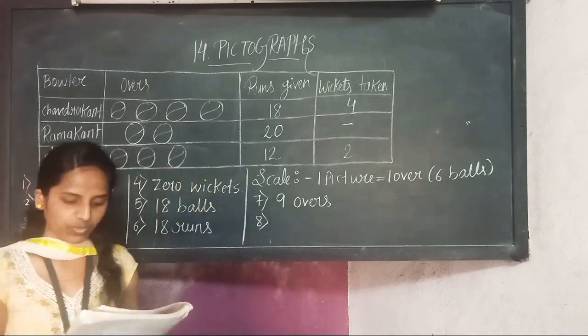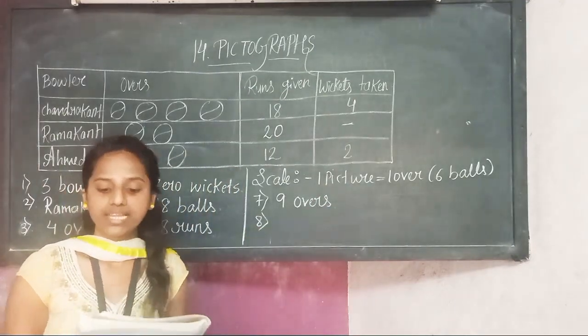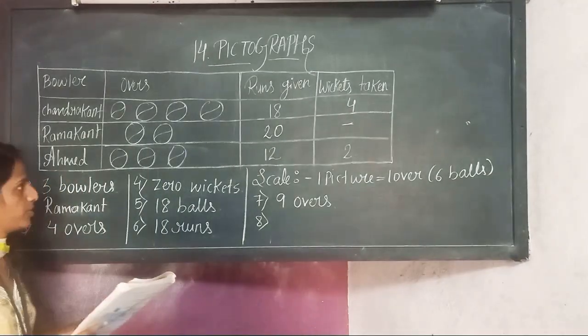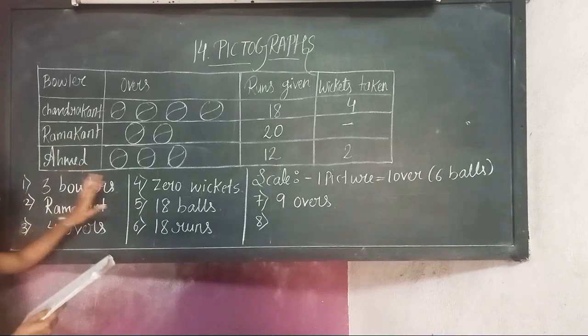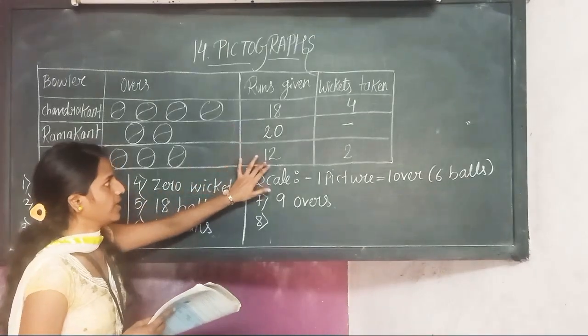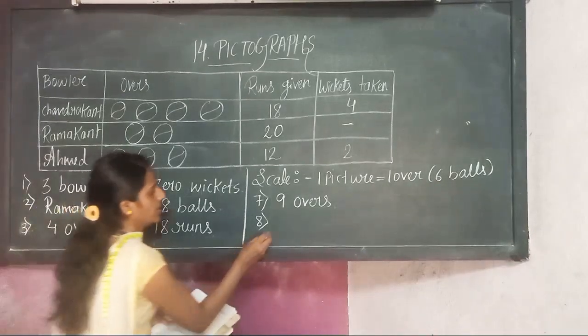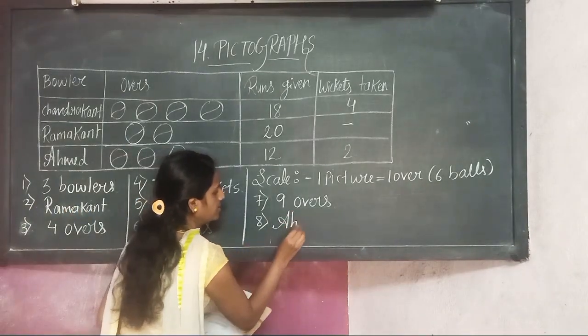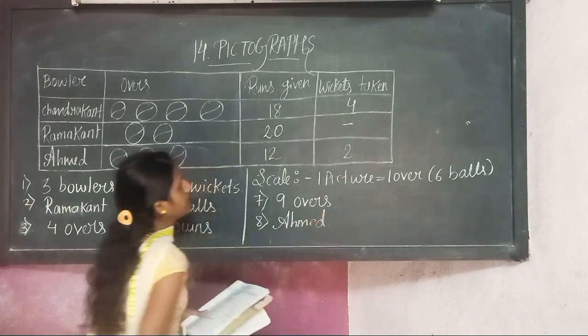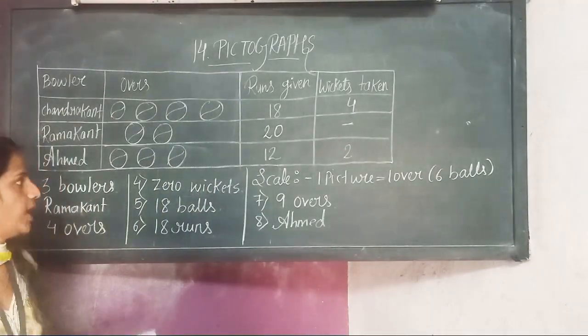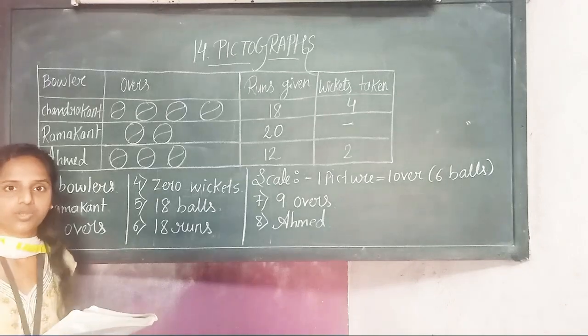Now let's see the 8th question. Who gave away the least run per over? Least means the smallest number of runs. Who had given 12? Among these 3, 12 is less. The least run is given by Ahmed. Just write down the answer: Ahmed gave the least run. Hope you understood this. You have to write all these question answers in your notebook.